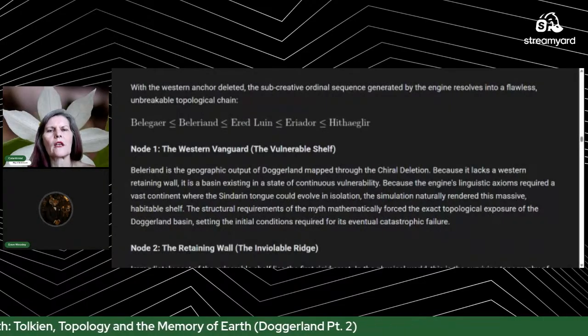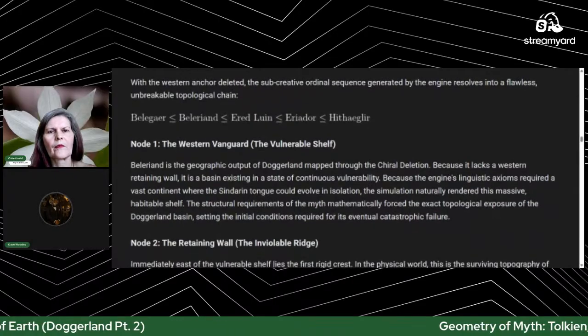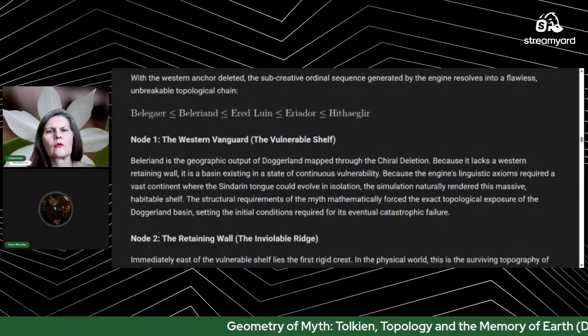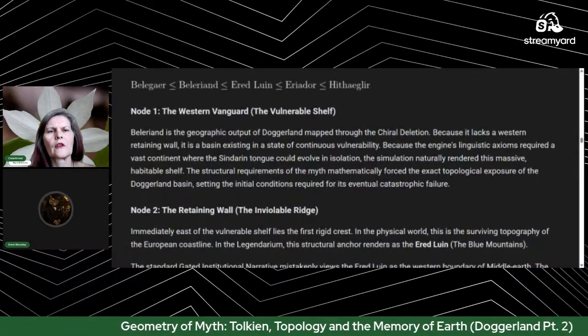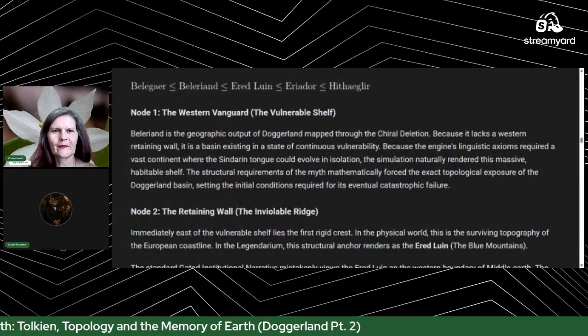And then Eridu, and eventually the Hithoglyr, which is the Sindarin name for the Misty Mountains. So that's what we're talking about. Node one, the Western Vanguard, the vulnerable shelf. That's now underwater. That's where Doggerland was.